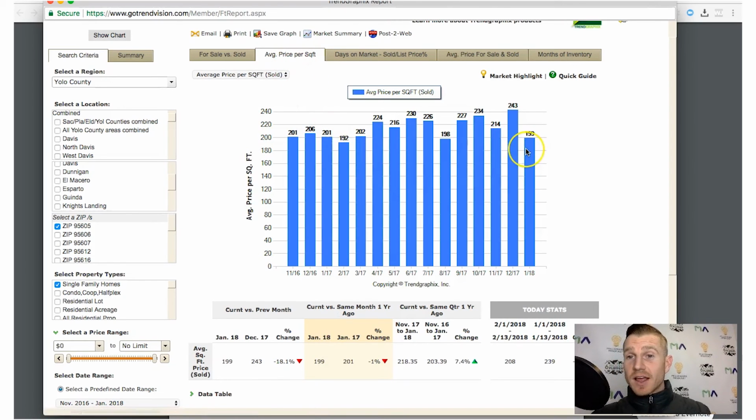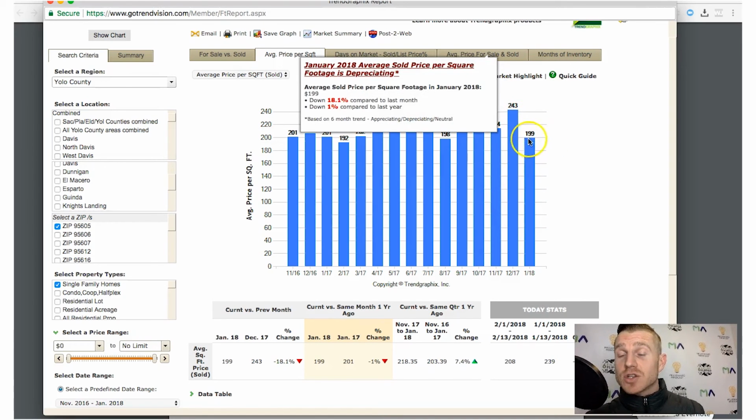Then you have your average price per square foot. We said ours in that neighborhood was about $270. In this overall zip code, $199. So it actually dropped. That tells me the market is softening a little bit too. So some things to keep in mind, right?